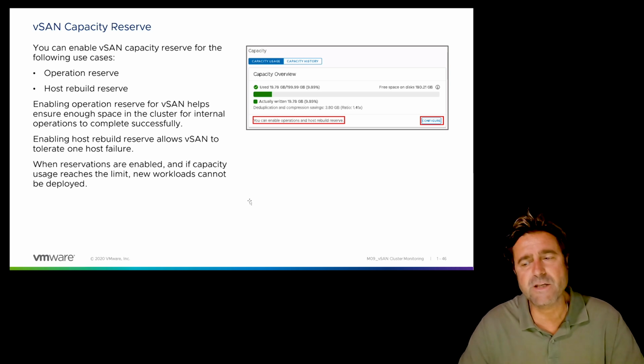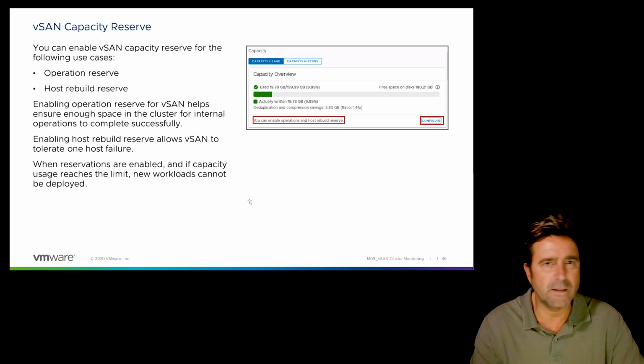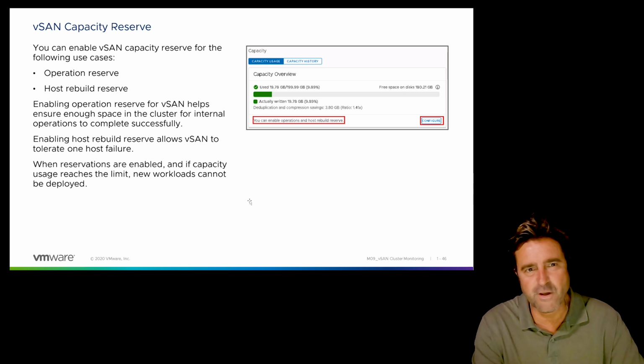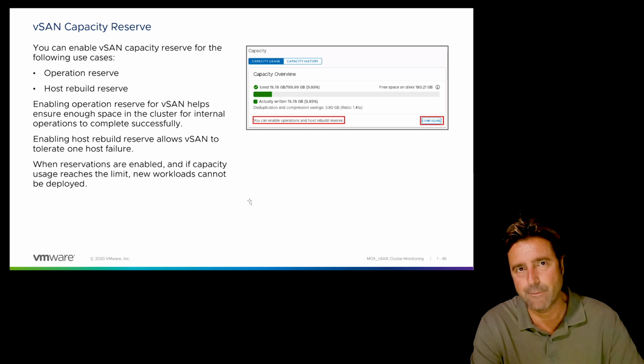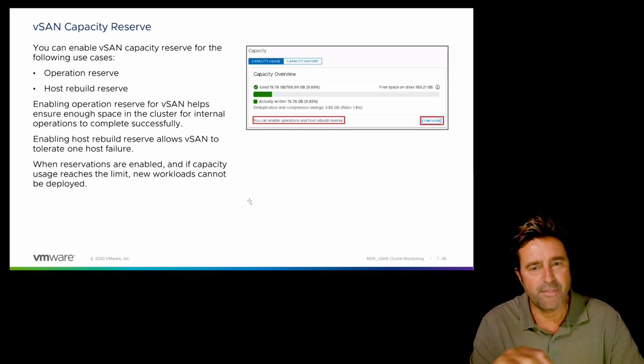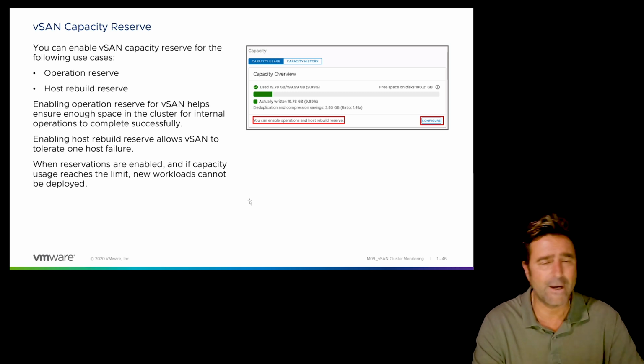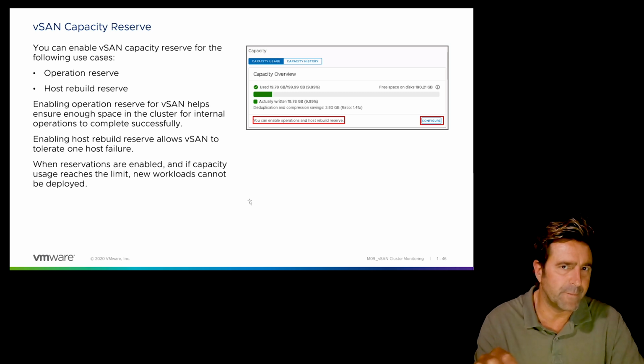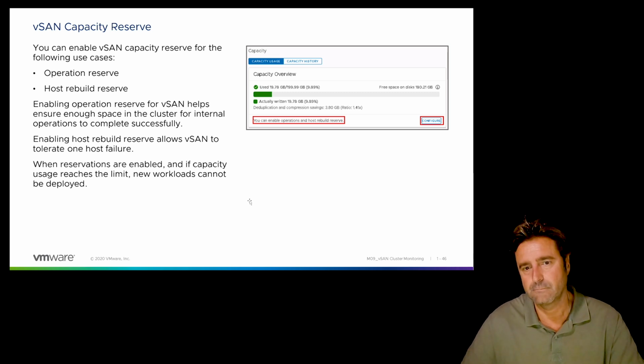Now, we've talked about this briefly before. And again, remember, in 7.0 Update 1, you have this new feature called vSAN Capacity Reserve. Now, here, we're looking at the Monitor tab. And this feature, again, is not enabled by default. So if you click on Configure, this would allow you to reserve a portion of the space of the vSAN datastore for operations and or for host rebuild operations as well.